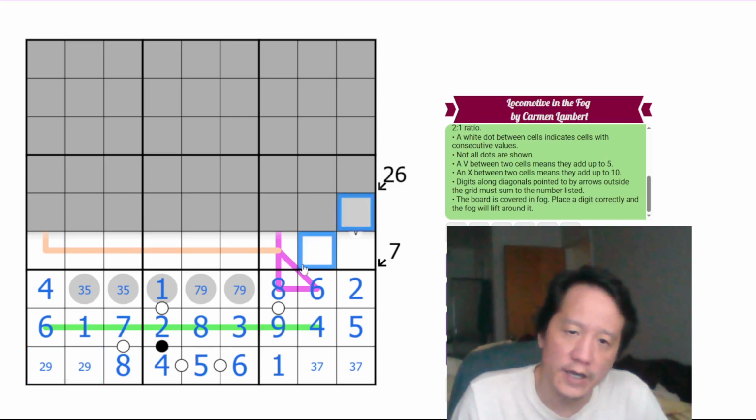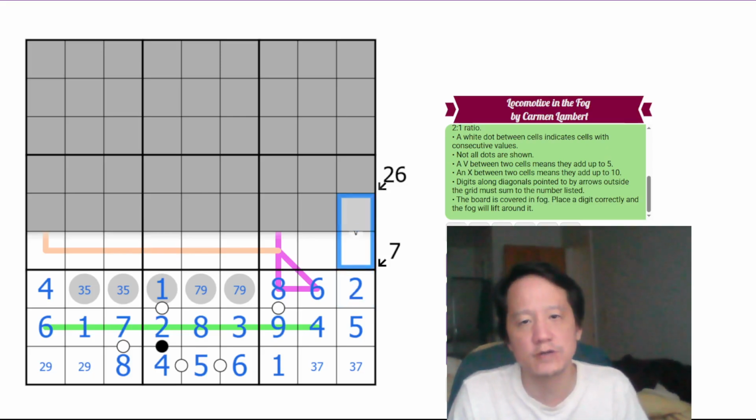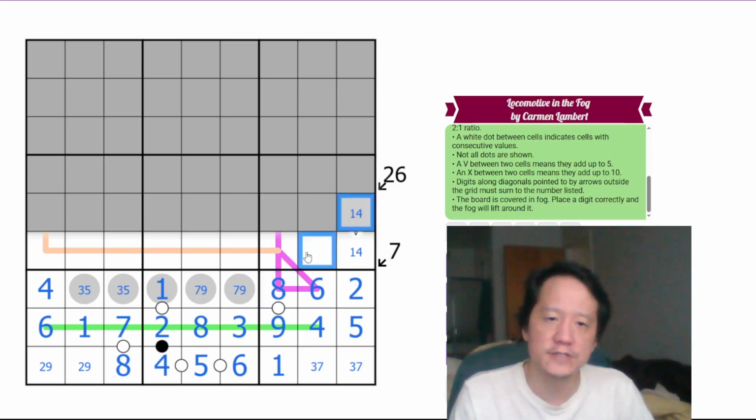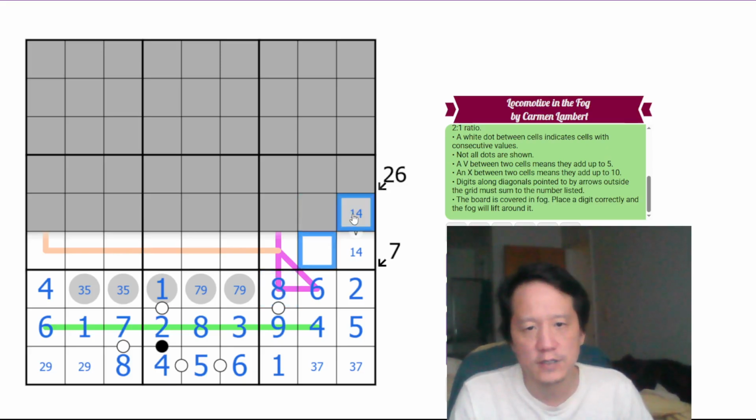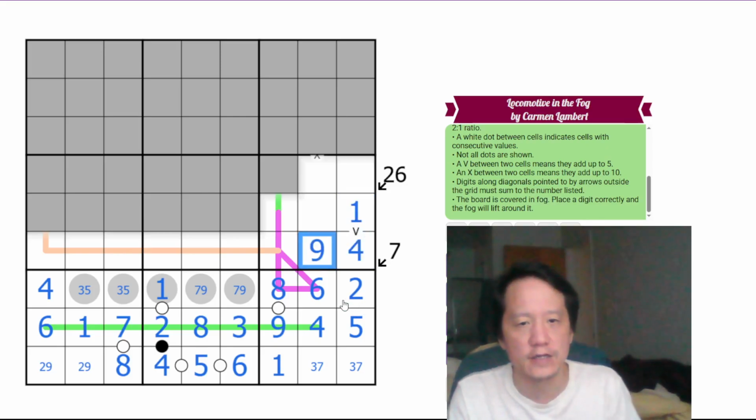Okay, this diagonal, there's a V here, and it cannot be 2 and 3, so this must be a 1, 4 pair. This diagonal of 5 digits adds up to 26. This is specifically 3, 5, and 8, so that's 16, so these two digits must add up to 10. Well, if this were 4, this would have to be 6, but that can't be a 6 because of the 6 in the column. So this must be 1, which makes this a 4. This is a 9 then.